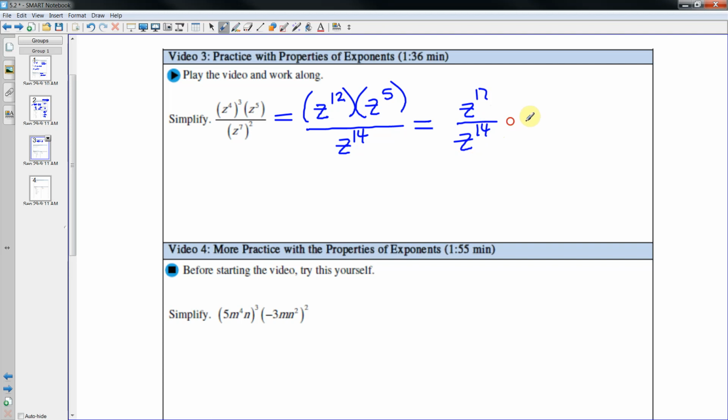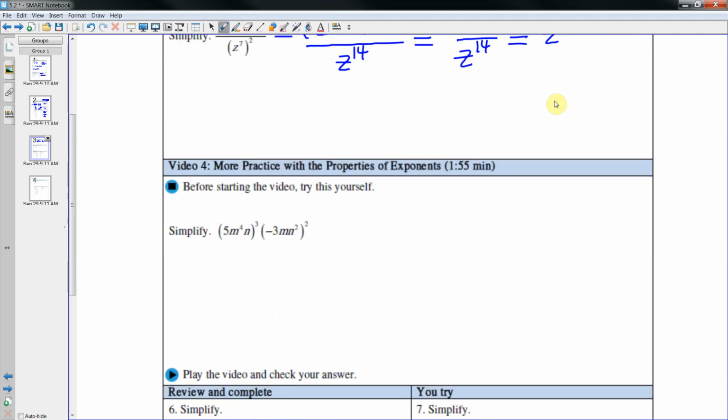And then do you remember what happens to exponents when you divide? Hoping that you said you subtract in your head. 17 minus 14 would give me 3. So z, that's a messy looking 3. I'm going to erase it and make it a nice looking 3. Z cubed.